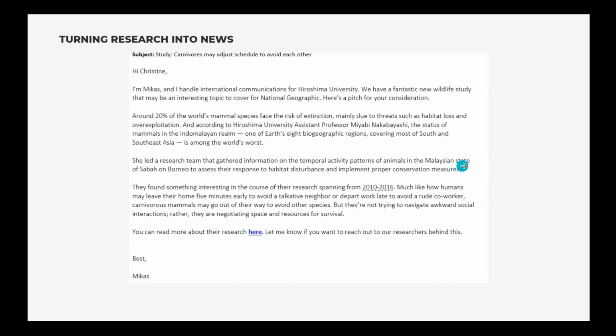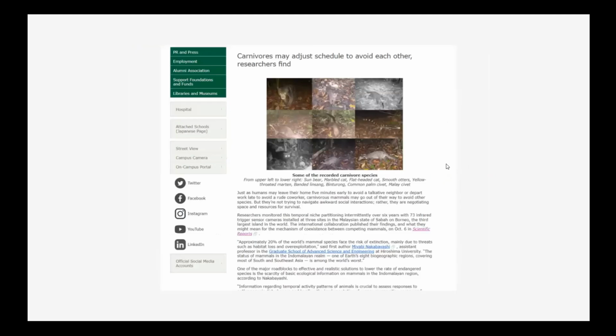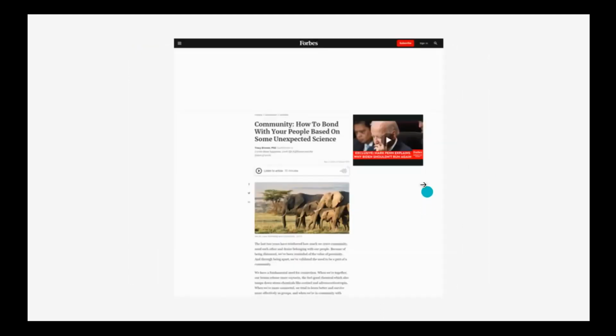But what's interesting is that since we wrote about it in a way that related it to a human workplace, this study was eventually picked up by Forbes. So it's an animal study, but they found a business aspect in it, and they used it as a takeoff point for this story.